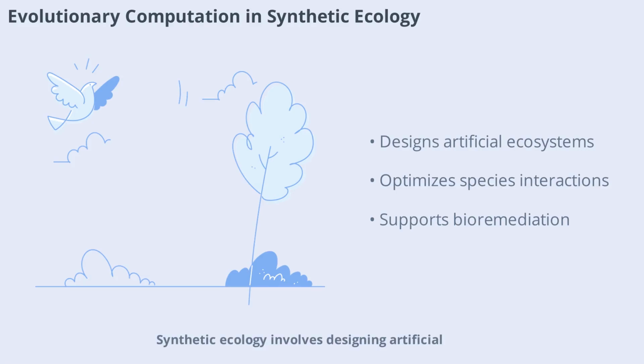Synthetic ecology involves designing artificial ecosystems for research or practical applications. Evolutionary computation can optimize the composition and interactions of species, ensuring stability and desired outcomes. These models are useful for bioremediation, agriculture, and understanding ecological principles.